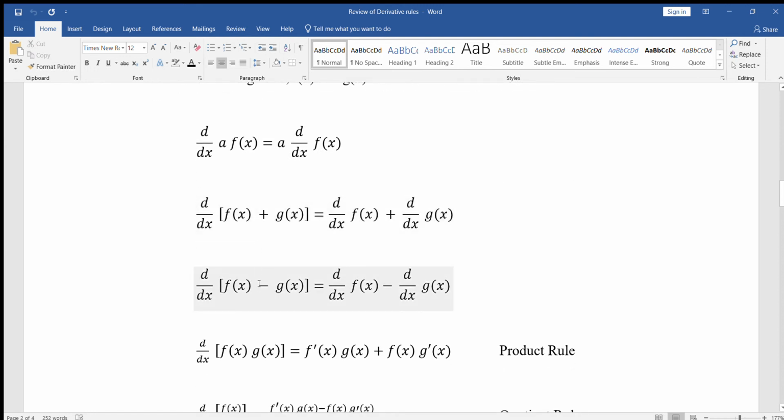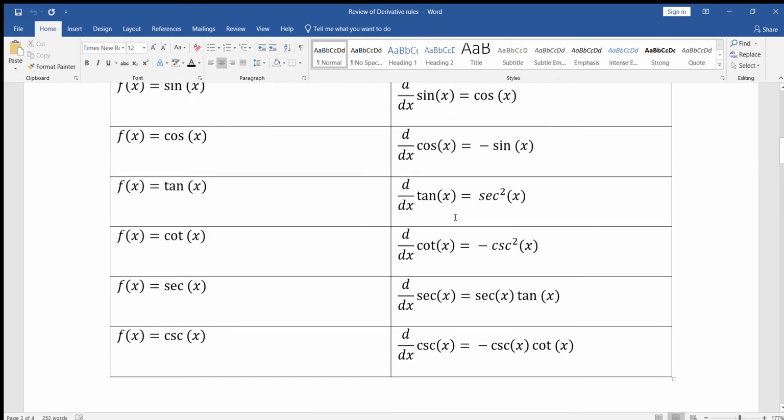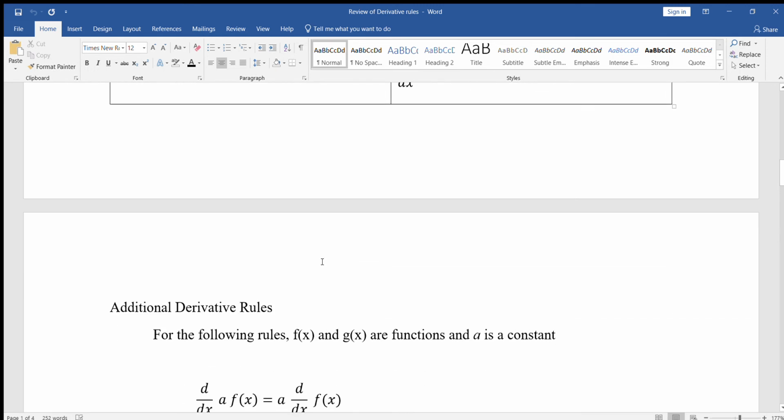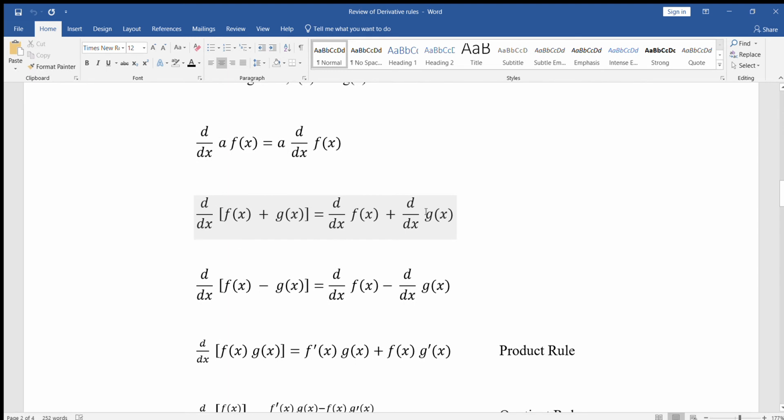The next 2 derivative rules: if I've got 2 terms that are either added or subtracted, then I can take the derivative term by term. The derivative of the first function plus the second one, or the derivative of the first function minus the second one.